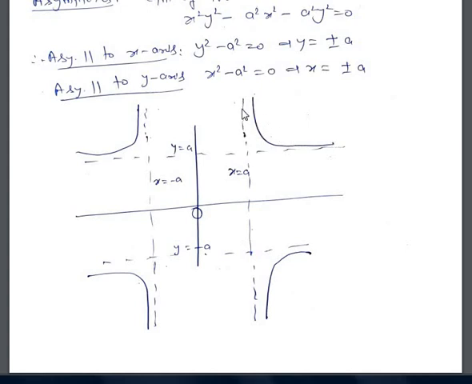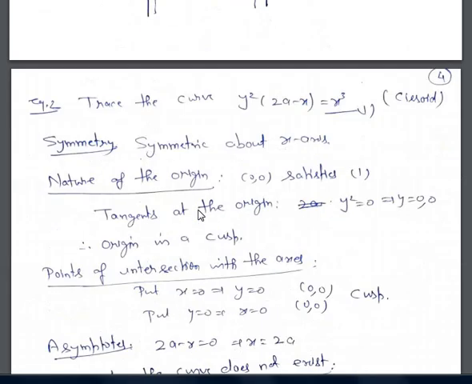Now take symmetry into account. Because the curve is symmetric about the y-axis, on this side also the mirror image of this curve will appear, and because the curve is also symmetric about the x-axis, the mirror image of this portion will be like this. So this is a curve which is divided into 4 branches, and origin is the conjugate point, meaning the curve does not pass through the origin.